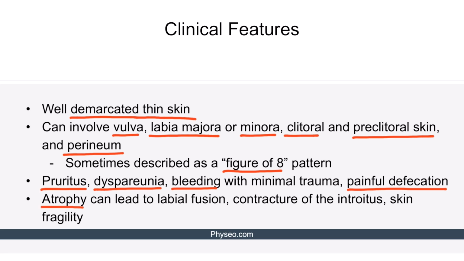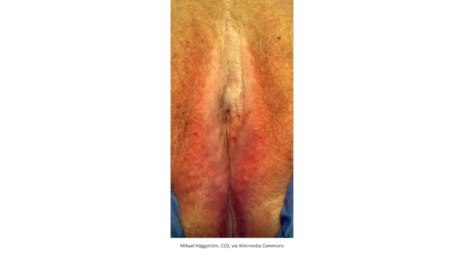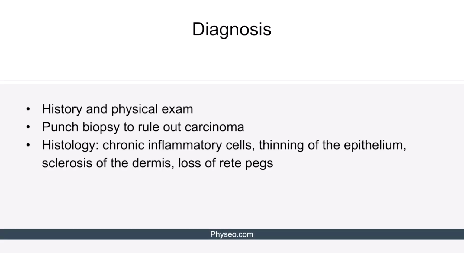Atrophy of the areas affected can eventually lead to labial fusion, contracture of the vaginal introitus, and fragility of the skin. In this image, we can see the characteristic findings of lichen sclerosus. A sclerotic white plaque can be seen in the middle of the image, covering some areas of the clitoral hood and labia minora right here. And surrounding this area of sclerosis, there is also a visible edge of erythema and inflammation, which we can see right here.